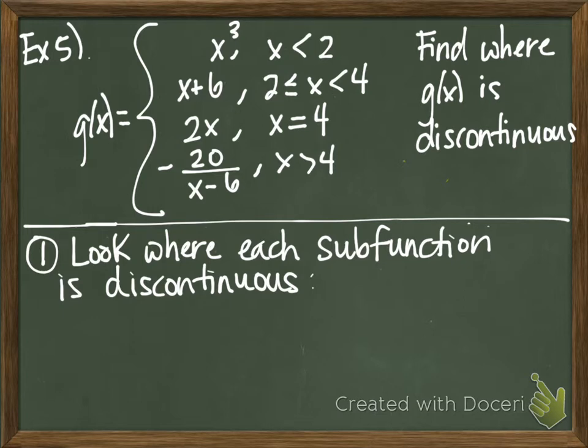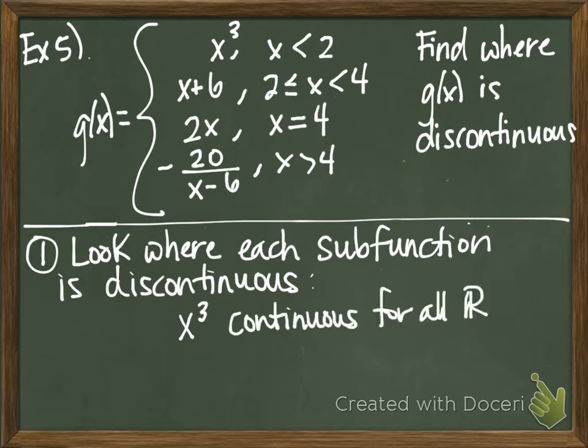piece together and see if it has any discontinuities itself. So if we just look at x cubed on its own, that's just a cubic, that's a polynomial, that's continuous for all real numbers. Same thing's going to happen with x plus 6, that's just a line, and 2x, there's another line. These are all continuous for all real numbers. Where do we run into an issue?